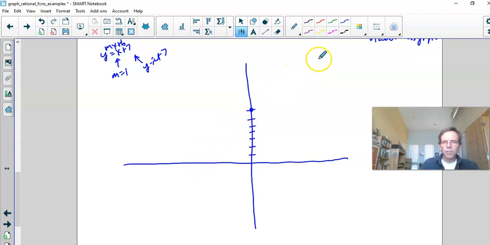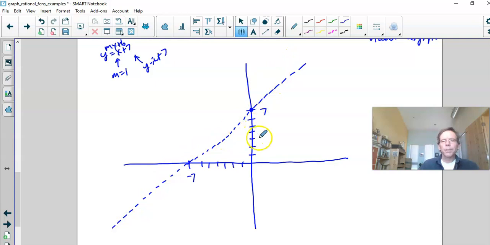So the slant asymptote has a positive slope, 45 degrees. It's going to go through negative 7 and 7. I should dash this line. It's not the horizontal, but slant asymptote. Yeah, I'm getting a little sloppy there. Okay, good enough. Should I fix it a little bit? It's looking a little wonky, as we say.